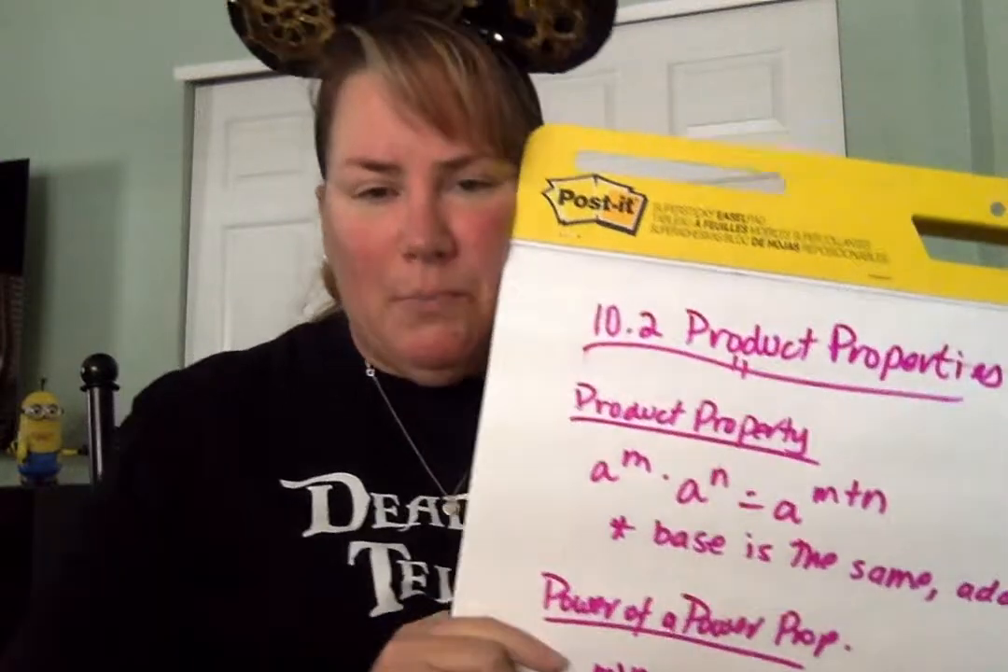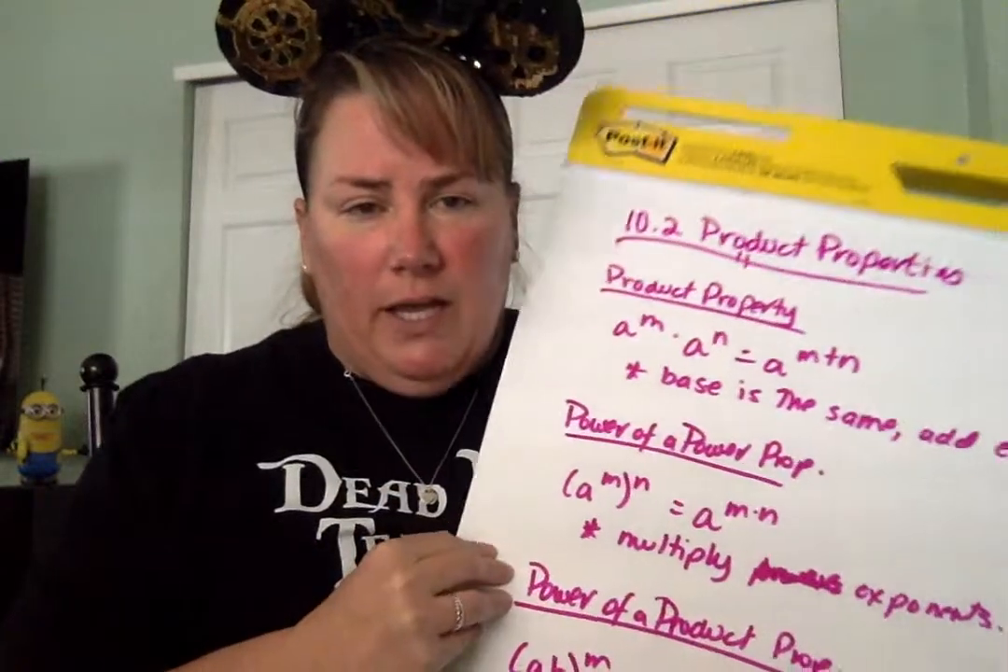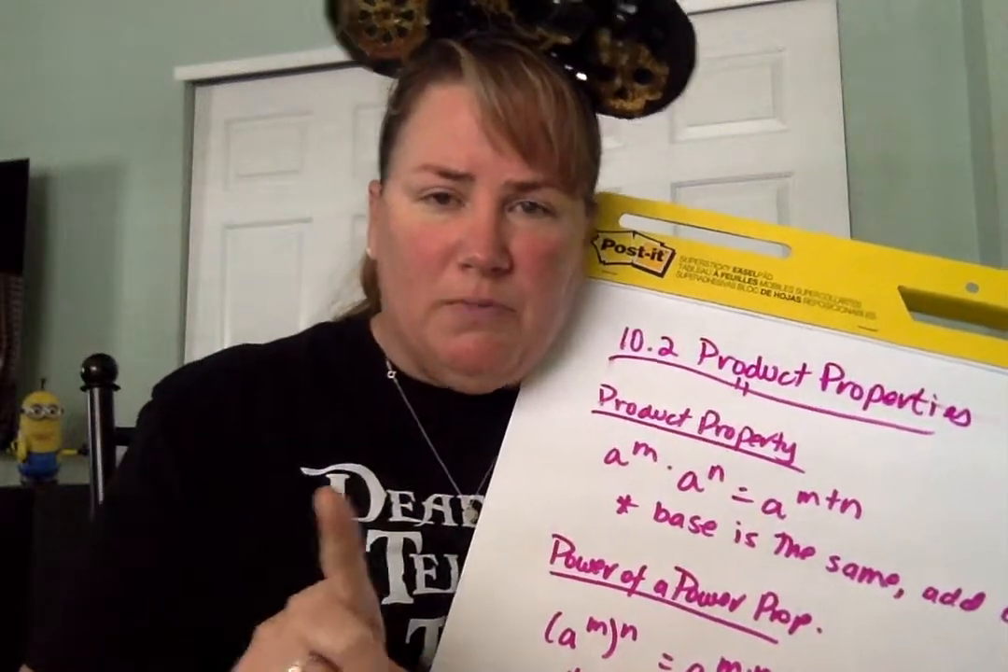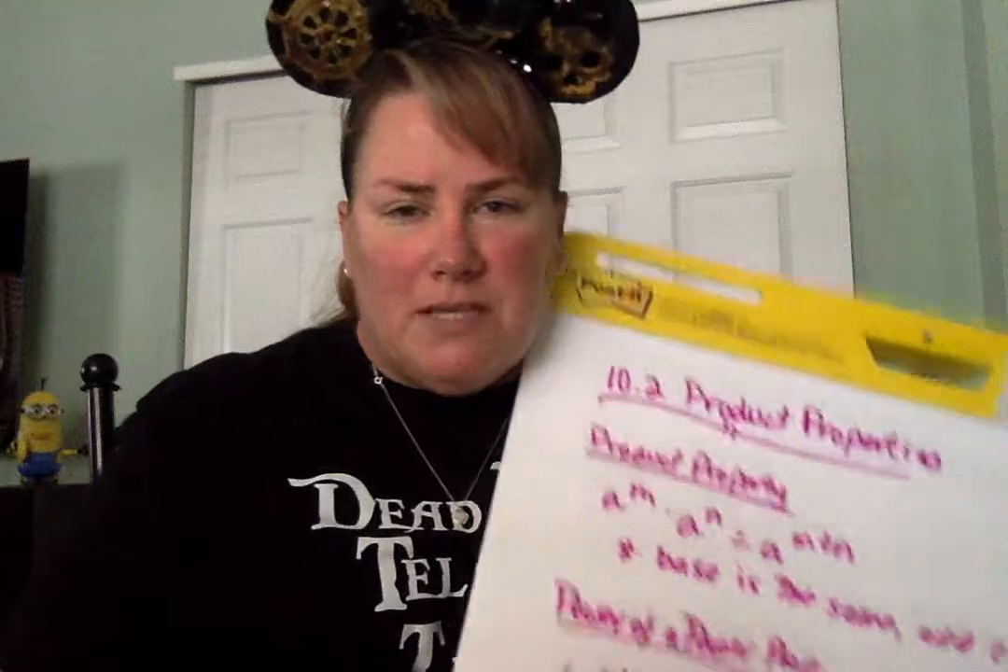Okay, so on my properties, I wrote them out for today. On 10.2, we're doing product properties. And a couple people have been asking and sending in messages about, should I write these notes down? Should I write them in my composition book? Well, guys, it's going to be up to you because there's going to be two quizzes this chapter, one on exponents and then one on scientific notation. But it's all up to you. You can rewatch these as much as you want.